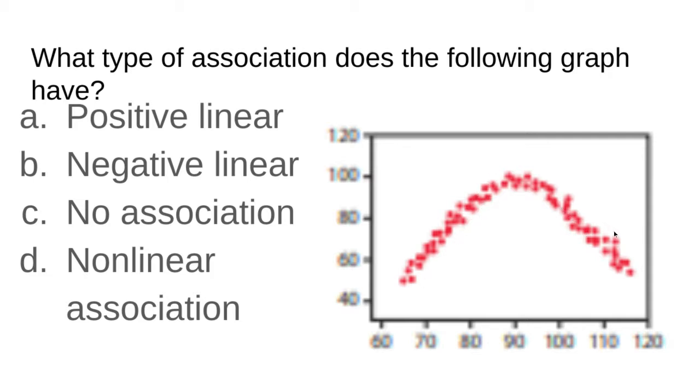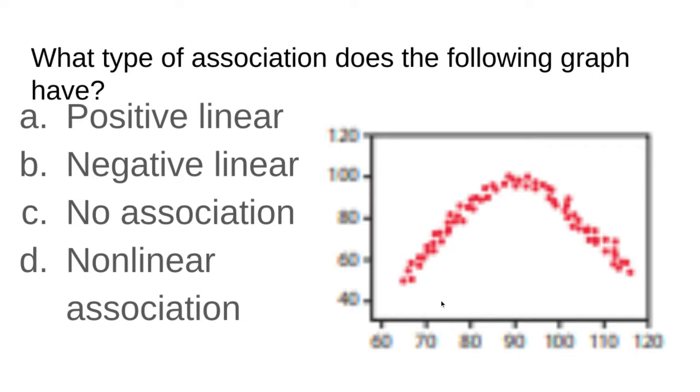Okay, but you can see that there's still a pattern. It's not no association. You can see pretty much X gets bigger, Y gets bigger up until this point. And then as X gets bigger, Y is getting smaller. So there's something happening. Part of it is positive and part of it is negative. So this would be non-linear because there is some kind of trend in the data, but it is not a linear trend. It's not a straight line.